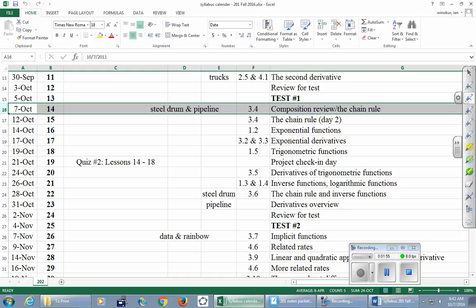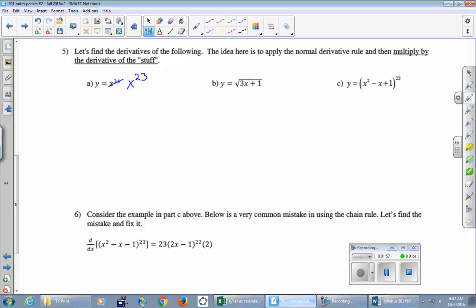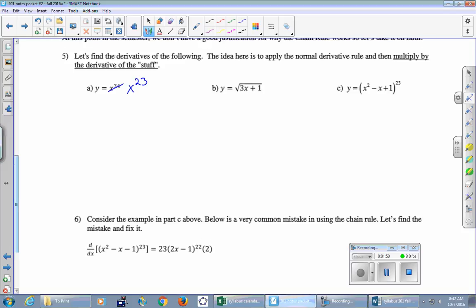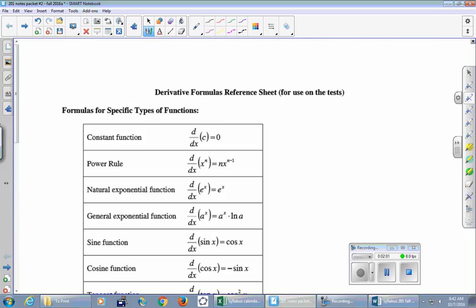Okay? All right, so let's jump in on the top here. This is the first page of the packet. It is a derivative formulas reference sheet. I'll just point out that we know a couple of these at the moment. The derivative of a constant is 0, right? That's there. The power rule says you take the power down, so it's nx to the n minus 1, which is right there. And there'll be some derivative rules coming up that we'll get to.